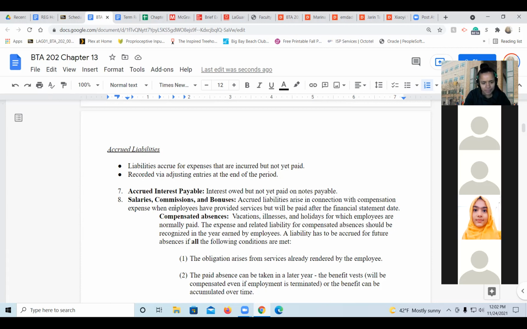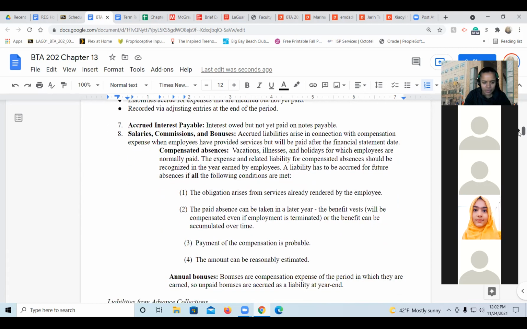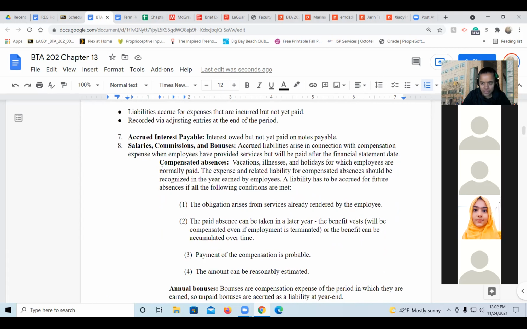A type of accrued liability that we may not have run into yet, but you probably know this because so many of you work, and we'll do an example on this just as soon as I finish explaining this, is salaries, commissions, and bonuses. All right, so there are accrued liabilities that come up in connection with compensation, right? Paying your employees if they've provided services, but the payment will only be made after the financial statements are complete. So there could be people who are earning leave days, right?